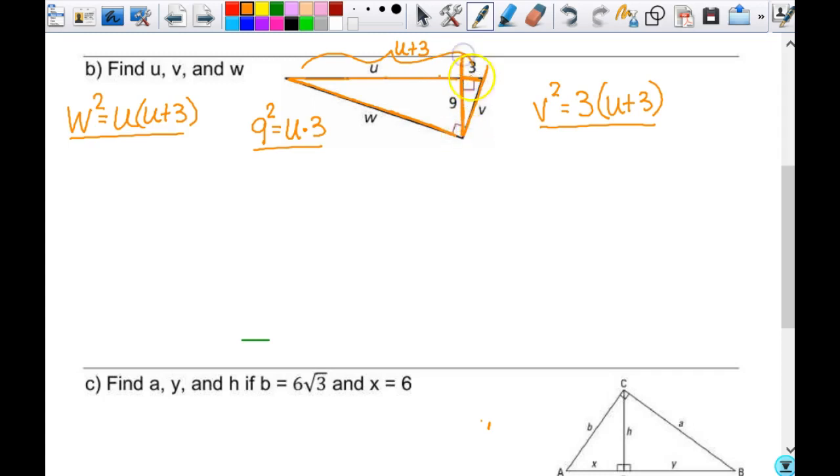So notice that the altitude touches these two pieces of the hypotenuse, right? This leg doesn't have anything to do with U. It touches 3 and the whole thing. That's why we did this. W doesn't have anything to do with 3. It only touches U and this whole thing. But the altitude touches them both. Does that help some? Anything else? You'll get there, I promise.